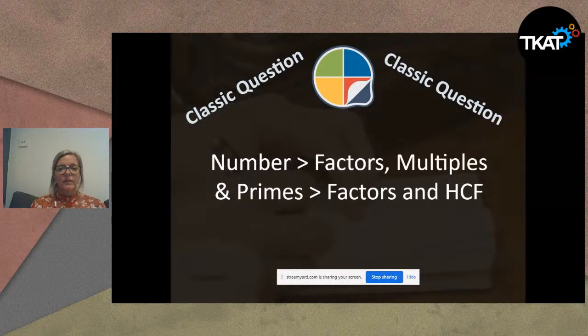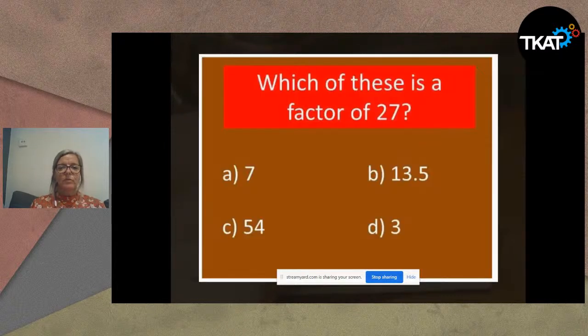Again, another question. Let's look at questions to do with multiples, factors, and primes. This one here, which of these is a factor of 27? Those are your answers. Again, not just the correct answer, but plausible wrong answers. Thinking about what you as teachers know the usual misconceptions are when you teach this.